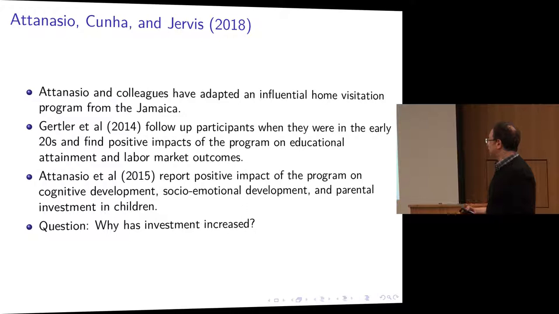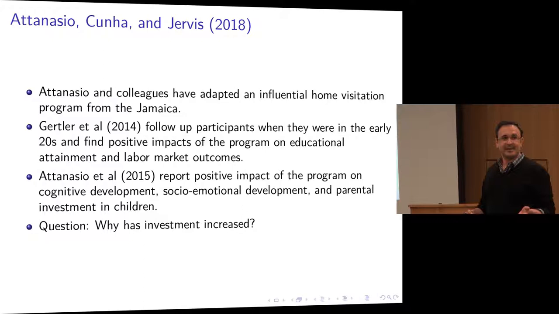Gertler published a paper in 2014 showing that these kids, when they were about 20, had higher educational attainment, higher income, et cetera. So, long-term impact of this program. Then Attanasio, Meghir, and Sally Grantham-McGregor adapted the curriculum for Colombia, but it's a particular context, because Attanasio approached the Colombian government after finding out that the government had been running a home visitation program that had no curriculum whatsoever. So he told them, why don't we randomly select a few of these areas, and instead of a home visitation program that has no curriculum, we use a curriculum that is validated in terms of long-term impacts.